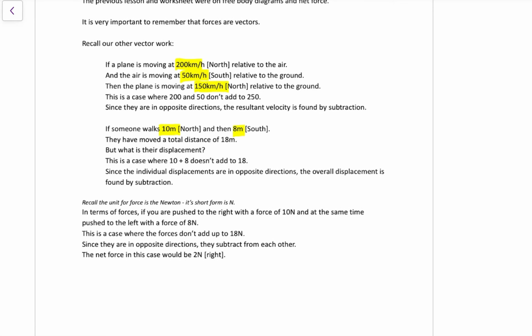Similarly, with forces, let's say I told you there's a force to the right with a value of 10 and a force to the left with a value of 8. I think intuitively, if you're pushed to the right with a force of 10 and pulled to the left with a force of 8, those are going to combine. The 10 and the 8 combine to make only a 2 because they're in opposite directions.